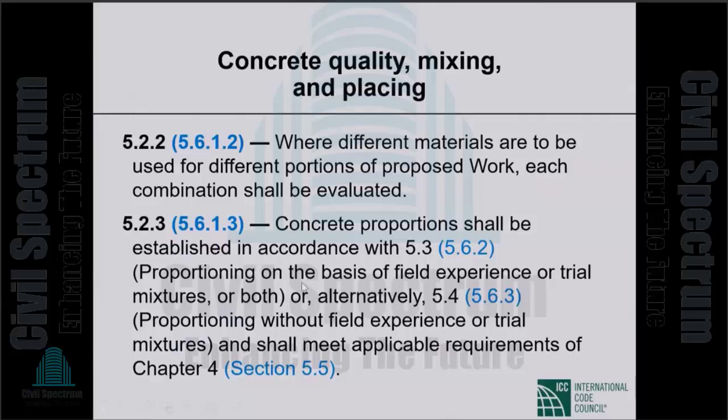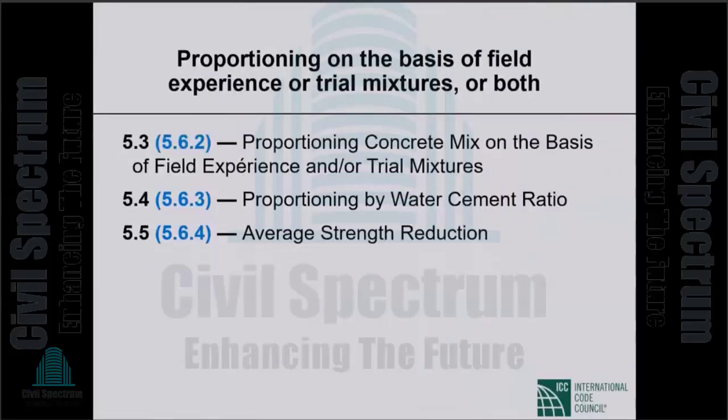So you can proportion concrete on the basis of field experience or trial mixtures or both, or you can proportion concrete without field experience or trial mixtures and shall meet the applicable requirements. Okay, so all of this stuff now has been deleted from ACI 318, but it used to be in older editions, and they are in BNBC 2020. We have deleted them from 318 because the engineer does not typically deal with proportioning. It is done at the ready-mix concrete plant. So we have stripped ACI 318 of all this stuff.